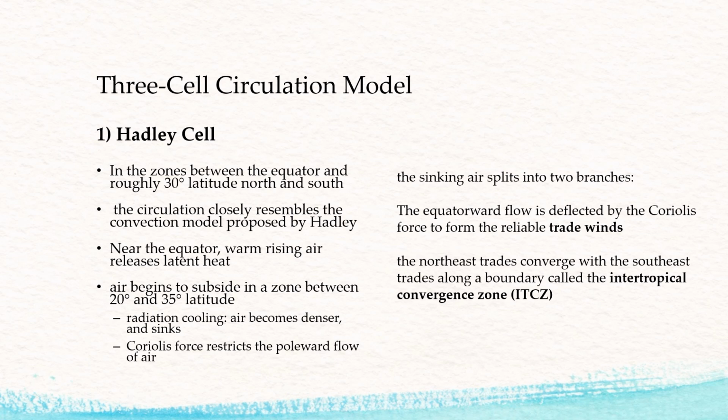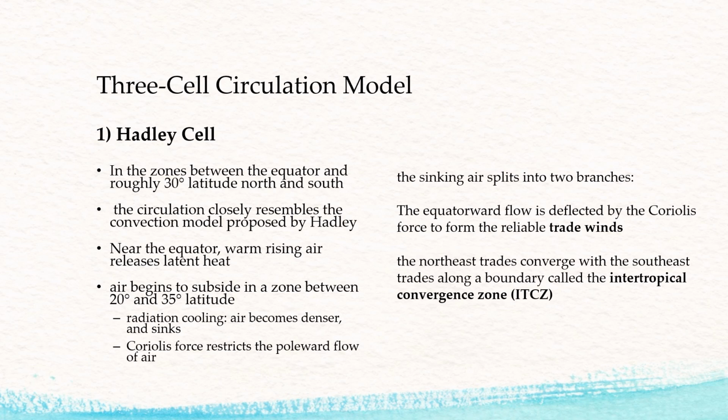And so the reliable trade winds are called trade winds because they enabled early sailing ships to move goods between Europe and North America in the northern hemisphere. The trades blow from the northeast, while in the southern hemisphere, the trades are from the southeast.